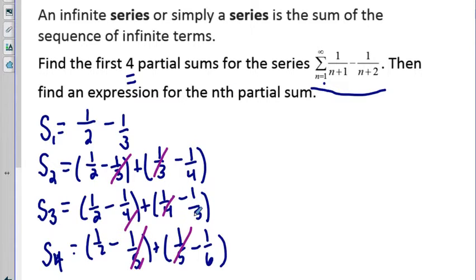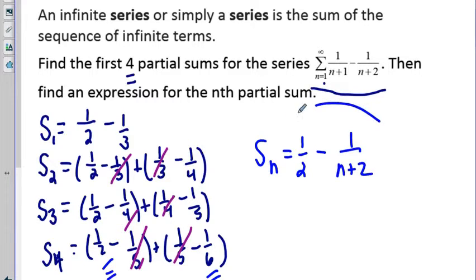Okay, so I'm going to look at what I have left over and come up with a formula for the nth partial sum, which will not use your arithmetic or geometric. Basically, I see that a half is always in the problem. And then I see that a sixth was left here, a fifth was left here, a fourth was left here, a third was left here. So I'm always left with 1 over n plus 2. So this is my formula for my nth partial sum.